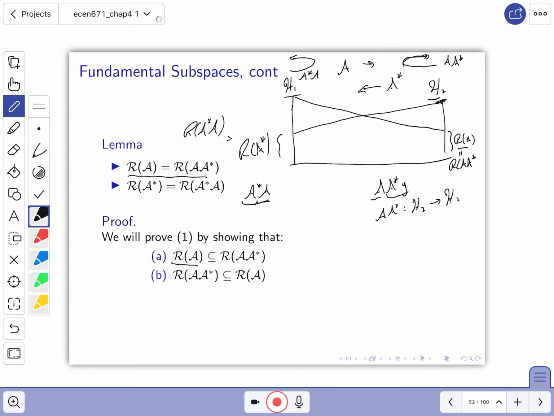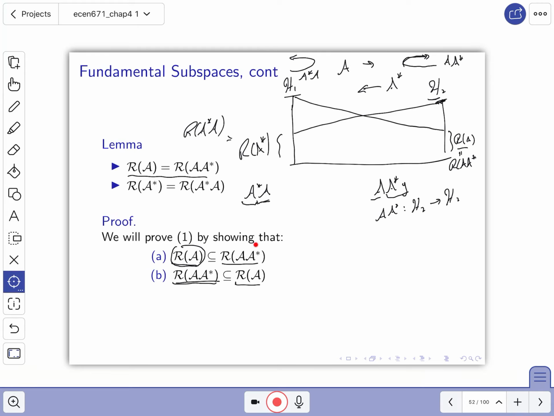We're going to show that the range space of A is a subset of the range space of A star, and then the range space of A star is a subset of the range space of A. Therefore, the two of them have to be the same. Any element in the range space of A is also an element in the range space of A star, and any element that's in the range space of A star is also in the range space of A. Therefore, the two are equivalent.